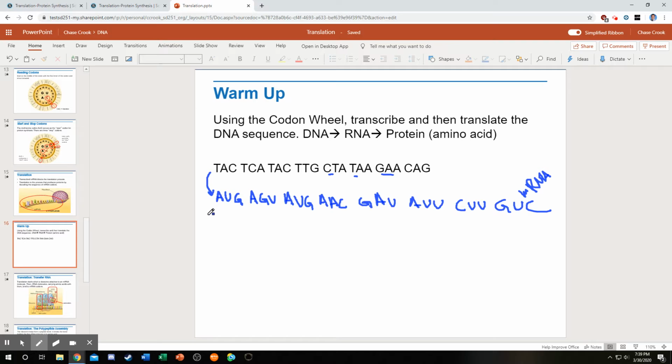Now, using this, we need to make our protein. If I had the codon wheel open, which I don't, I know that AUG codes for what we call methionine.